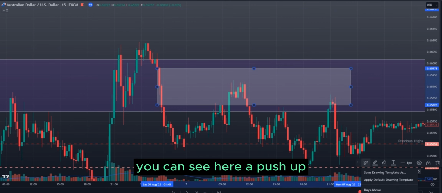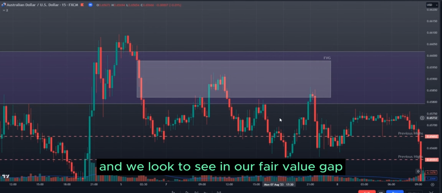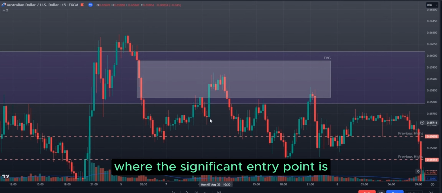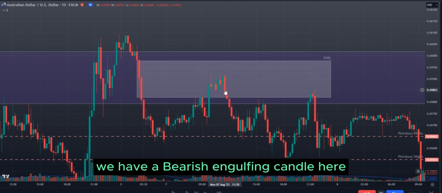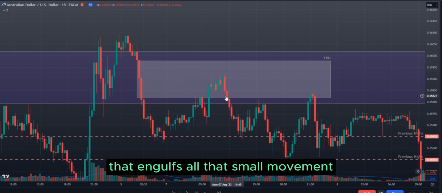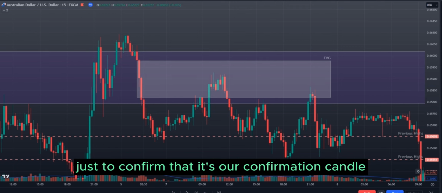So we can see here a push up, and we look to see in our fair value gap where the significant entry point is. Looking at the significant entry point, we have a bearish engulfing candle here that engulfs all that small movement in the fair value gap. And our second candle, just to confirm that, is our confirmation candle.